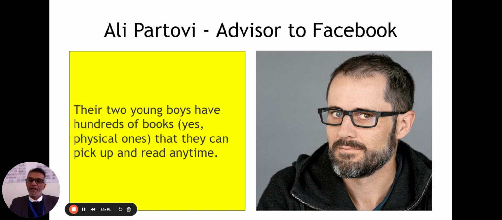Sorry, wrong quote on there. But another tech giant, their 2 young boys have hundreds of books, yes, physical ones, and they can pick up and read at any time. It's so important to have books at home. As fantastic as it is to have electronic books, I just think printed paper makes a huge difference.